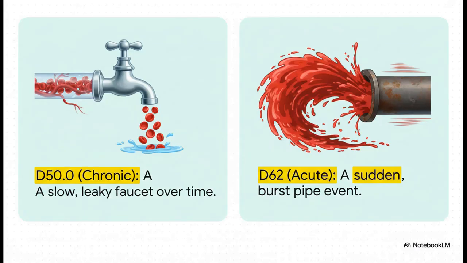Now, if you forget everything else from today, please remember this analogy. D50.0 chronic loss anemia, that's like a slow, leaky faucet. Just a little drip, drip, drip over a long, long time. But D62, acute loss anemia, that is a sudden burst pipe. It's a major catastrophic event. If you can picture that, it will help you make the right choice when you're under pressure.